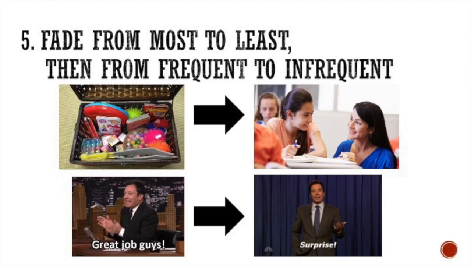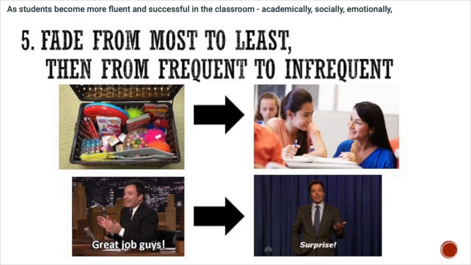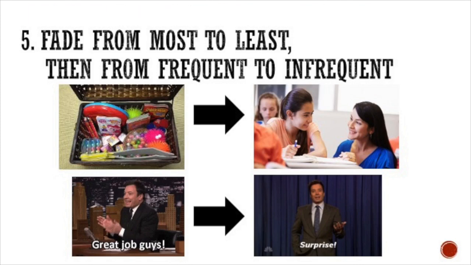As students become more fluent and successful in the classroom, academically, socially, emotionally, and behaviorally, you can fade from the more tangible rewards paired with positive feedback to the less intense smiles, gestures, and verbal comments. You can also fade from frequent feedback, which is critical to build or develop fluency in a new skill or behavior, to intermittent feedback, which occurs occasionally and in response to an example of success.